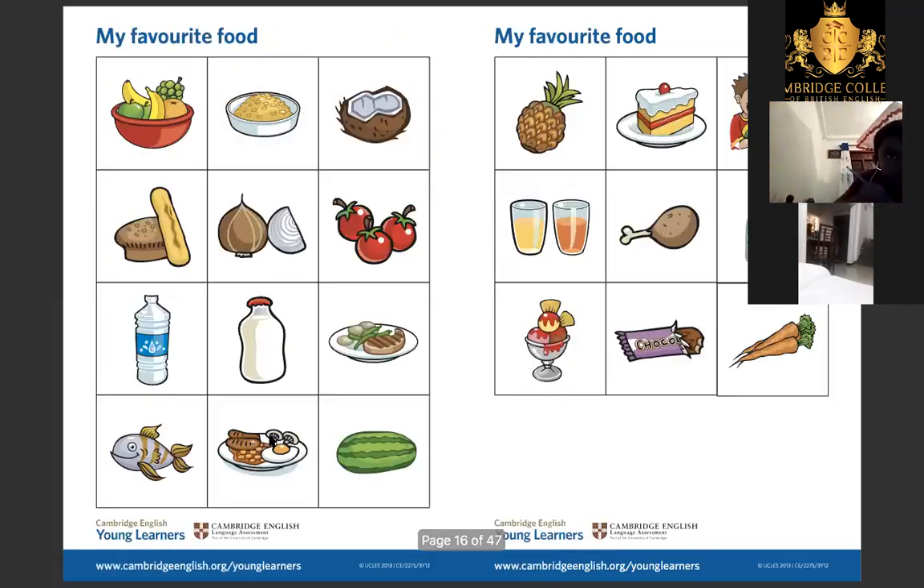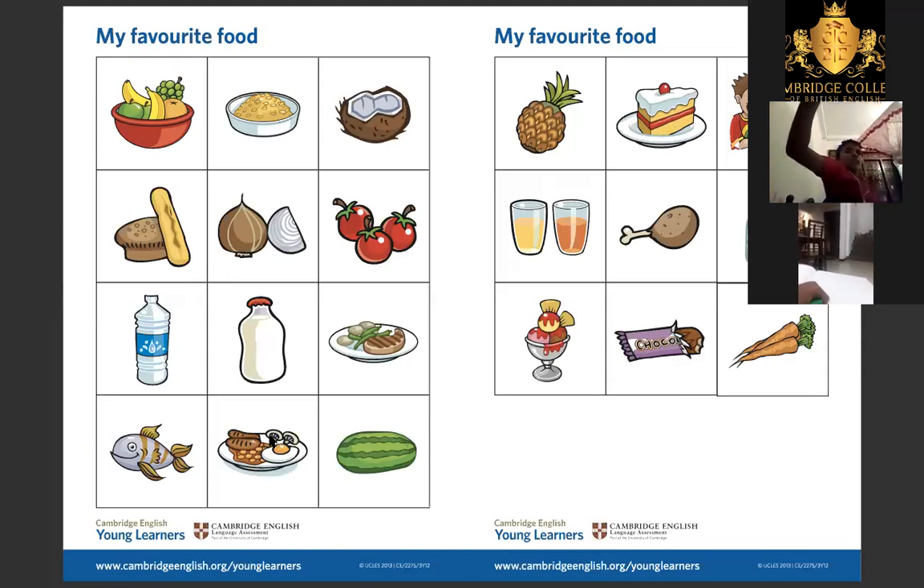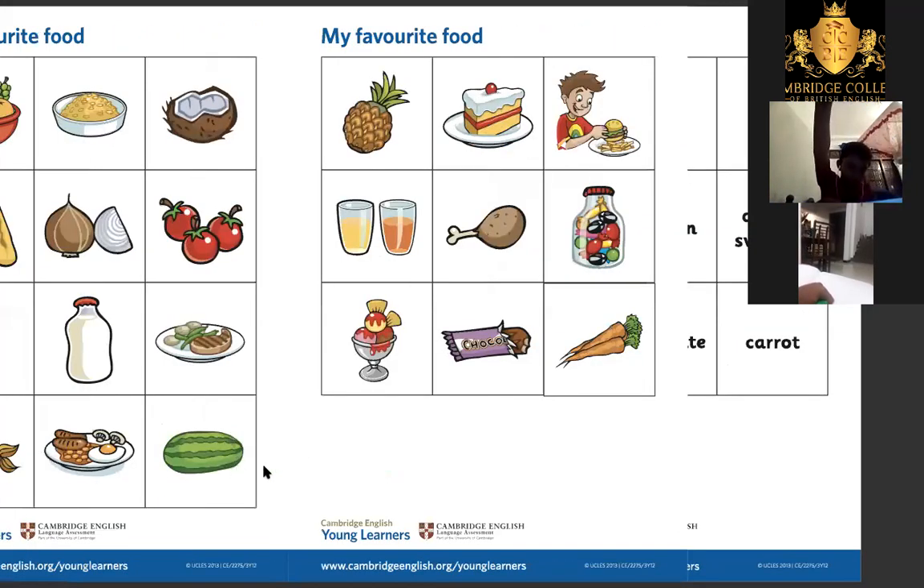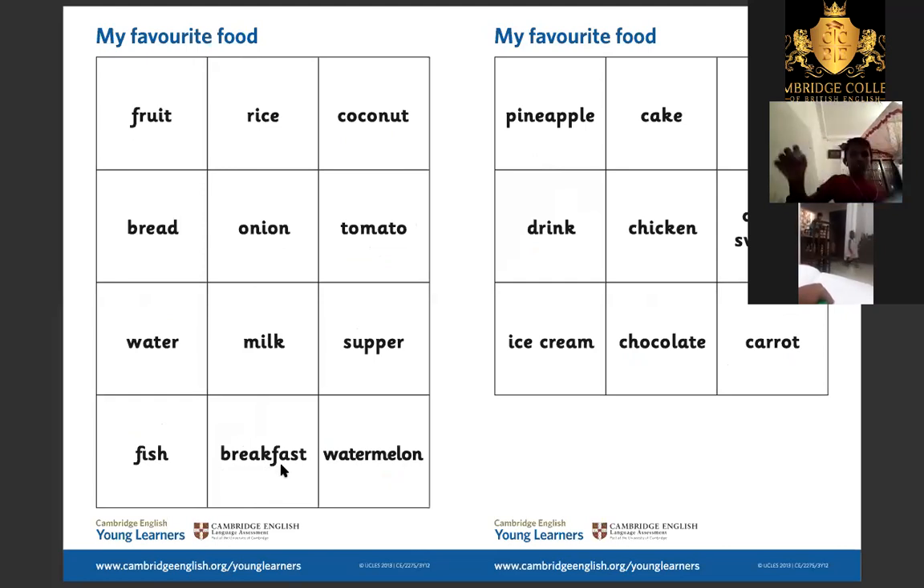Next one, breakfast. Breakfast is the morning meal. Now write the word breakfast.